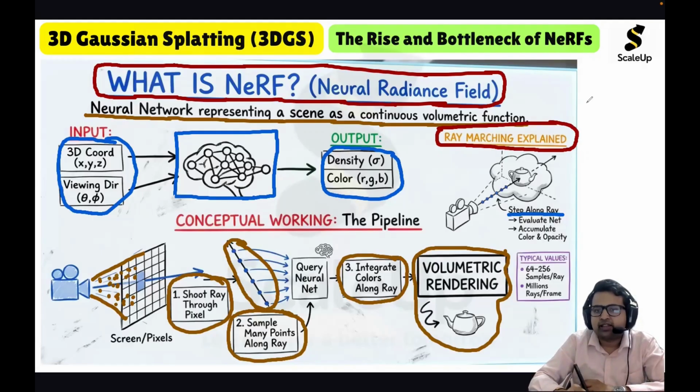Step through space along a ray. Step through space along a ray is ray marching. So evaluate the network, accumulate color and opacity. So ray marching is stepping through space along a ray.